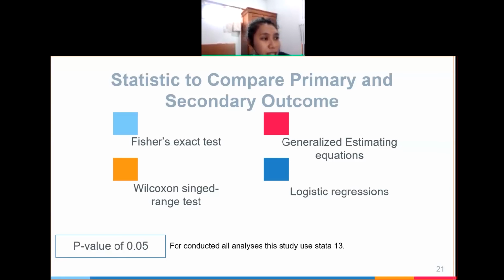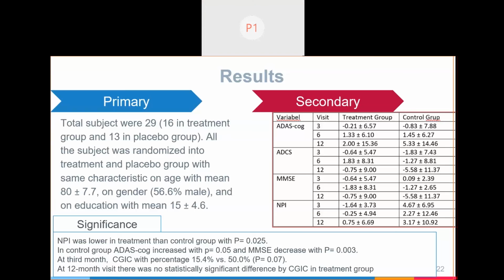For the safety analysis, this study used a summary listing of adverse events as a reference. And then this study also used intention to treat, based on last observation carried forward or baseline observation. The p-value in this study is 0.05, and this study is analyzed with Stata 13. Result of the study.